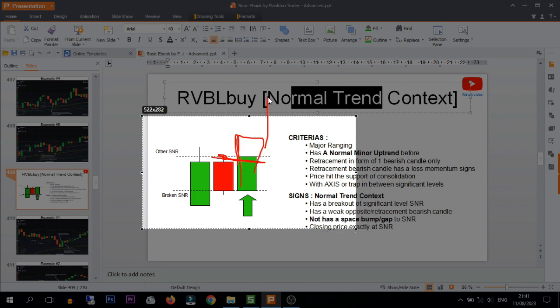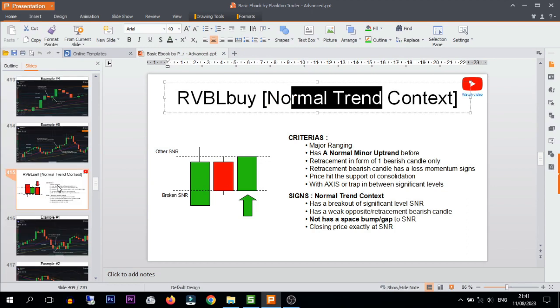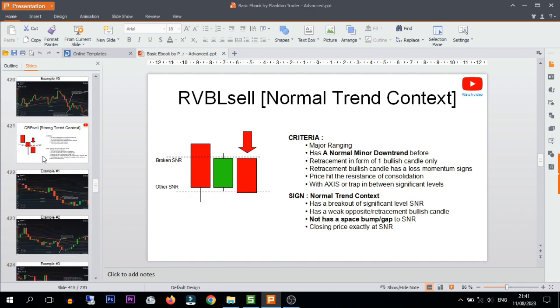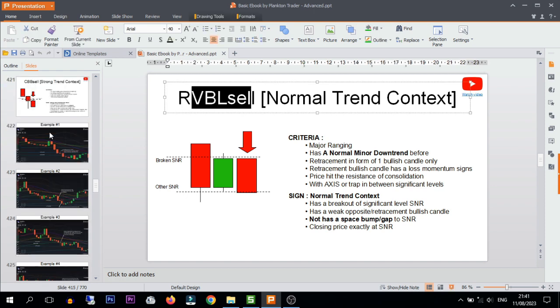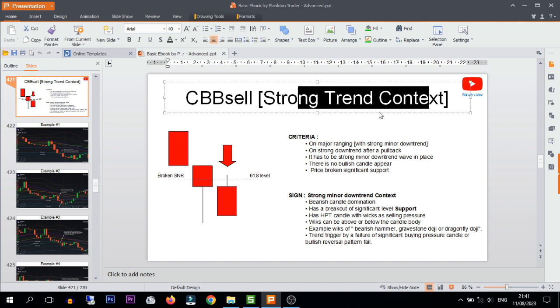Okay, so it's making another bullish candle, because it needs a retracement of mostly one candle, and RVBL sells on the normal trend. So you're connecting the trend that you learned before with this kind of concept. And then CBB, of course, again with the multi-candlestick on the trend. So the trend means you need more than one candle to read it.